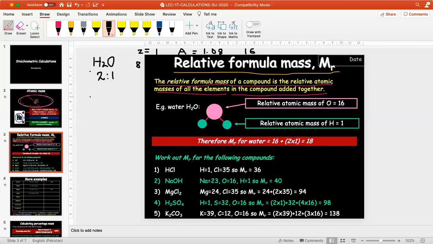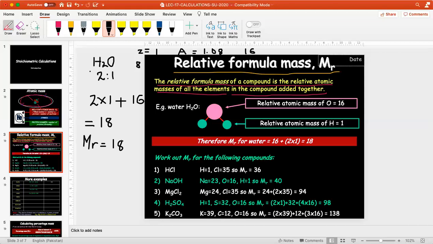So we add them. Let's do the job. 2 multiply by 1. Which is 1? The atomic mass. And 2 is the number of atoms. Plus 16, which is equal to 18. Right? Which is equal to 18. Therefore, MR, which is called relative formula mass, MR of water is equal to 18. This is the whole objective and purpose of understanding the atomic mass and how to calculate molecular mass.